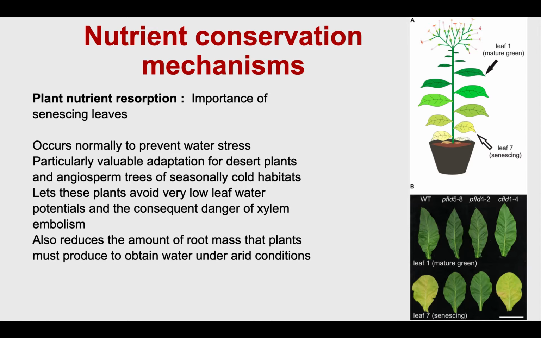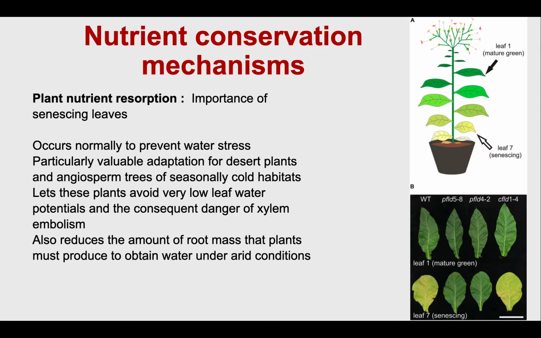All right, so I'm going to focus on plants that like to keep their leaves, or maybe they keep their leaves a little bit longer than others. And this is where it's the importance of senescing leaves. When I say senescing leaves, that means leaves that are essentially dying off and falling off the tree, the bush, whatever it might be. And when they fall off, they don't just fall off. They typically turn a color.